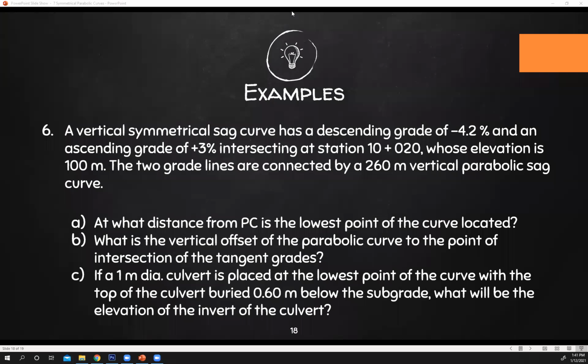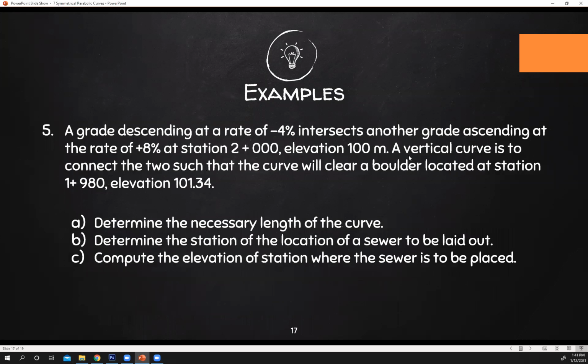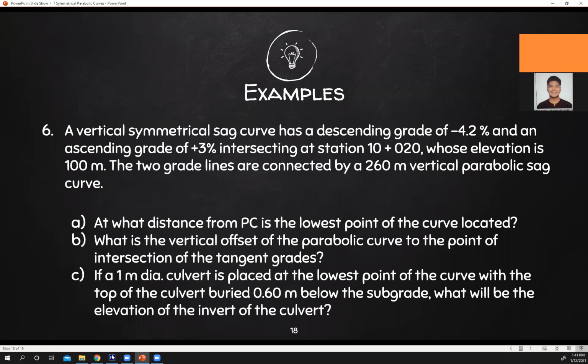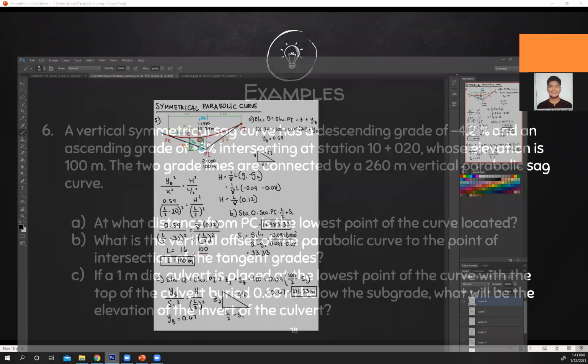Okay, so for today, it's just a continuation of your symmetrical parabolic curves. We've answered up to number 5, I believe, for clearing a boulder. Now we're going to answer number 6. Okay, let's start.